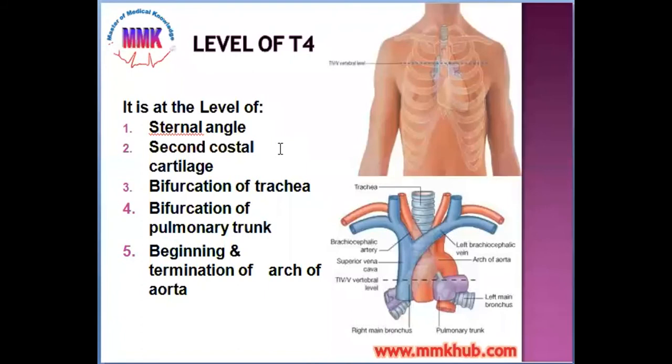Quick revision of these: there is the sternal angle at the T4 level, there is the second costal cartilage attachment, which means you can count the ribs from this sternal angle or T4 level. There is the bifurcation of the trachea at this level, bifurcation of the pulmonary trunk, and the beginning and the termination of the arch of the aorta.